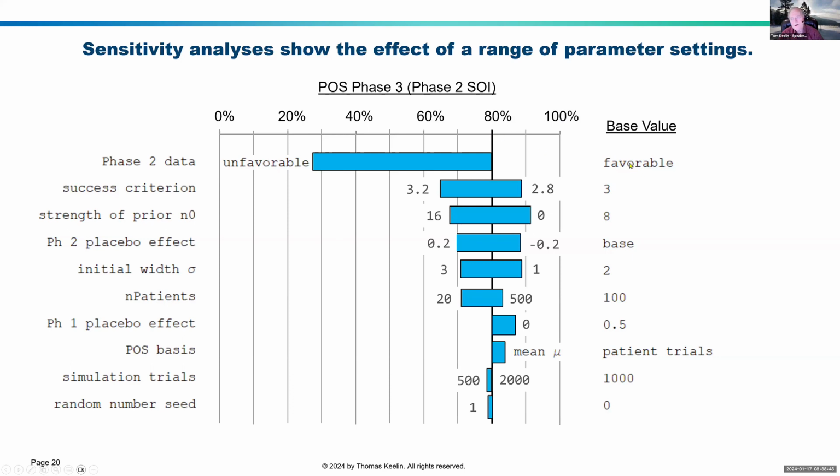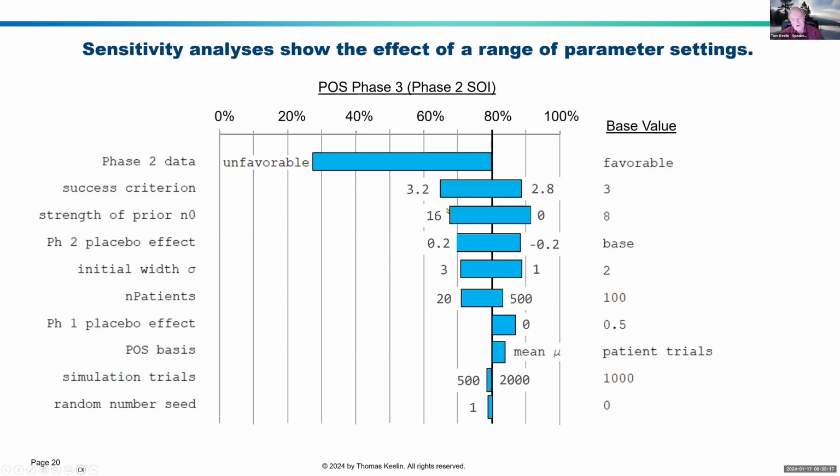So when we go from the favorable phase 2 data to the unfavorable, well, that's a big drop. That unfavorable data is pretty unfavorable, and it brings you down to like a 28% probability of success. What about the success criterion? My goodness, if you change that from 3% to even 2.8, which is a pretty small change, your probability of success goes up to nearly 90%. And if you change it to 3.2, it drops down to like 65.